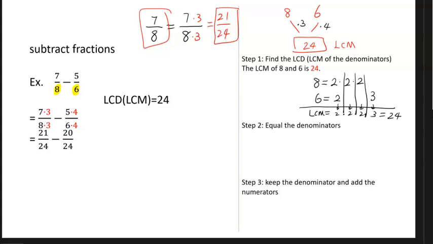Now, when we have the common denominator, 24, we can keep the denominator 24, and we subtract 21 and 20. So we do 21 minus 20, that gives us 1. So that's the answer.